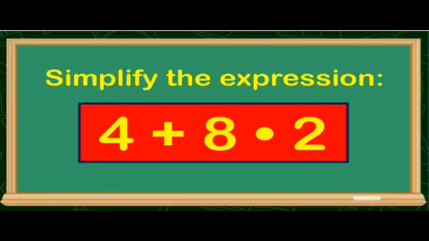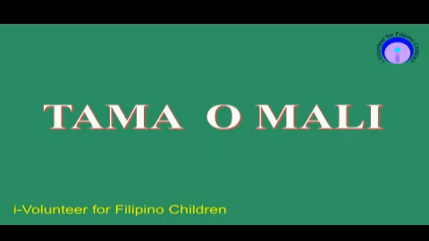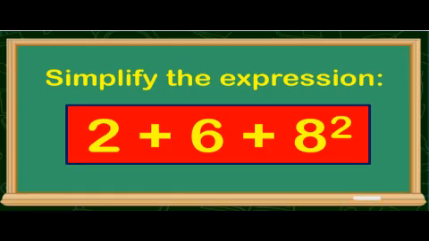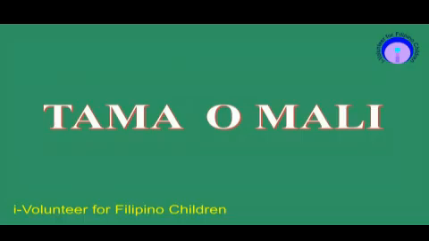4 plus 8 times 2. 8 times 2 is equal to 16. Plus 4 is equal to 20. Tama o mali? 2 plus 6 plus 8 squared. 8 squared is equal to 64. So 2 plus 6 plus 64 is equal to 72. Tama o mali?